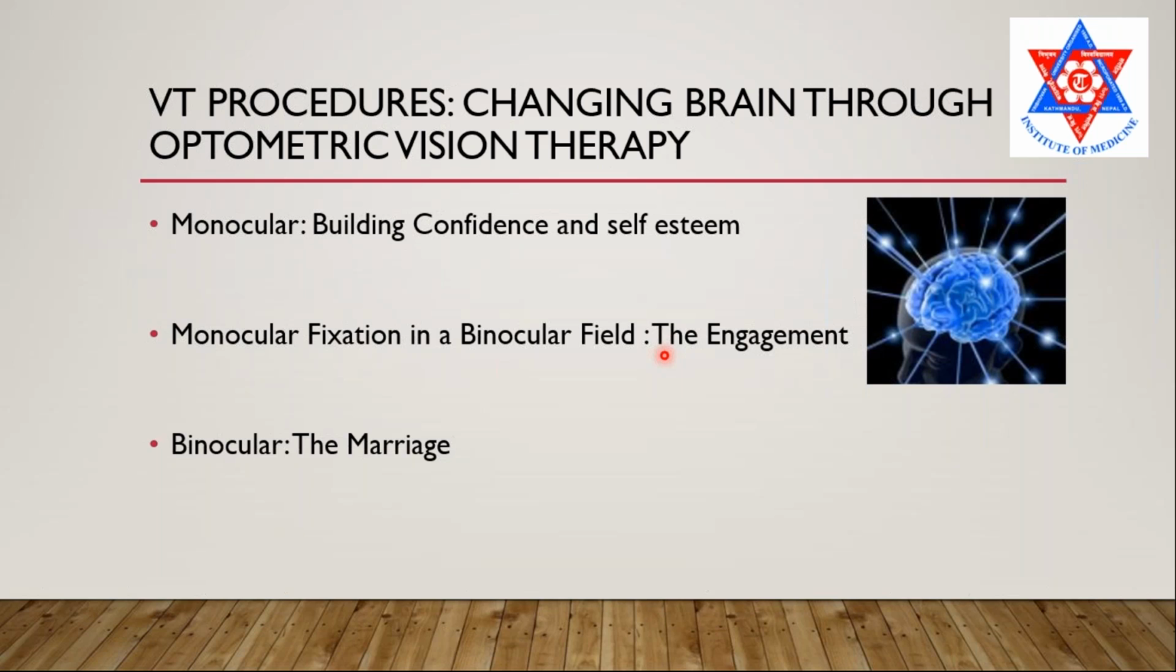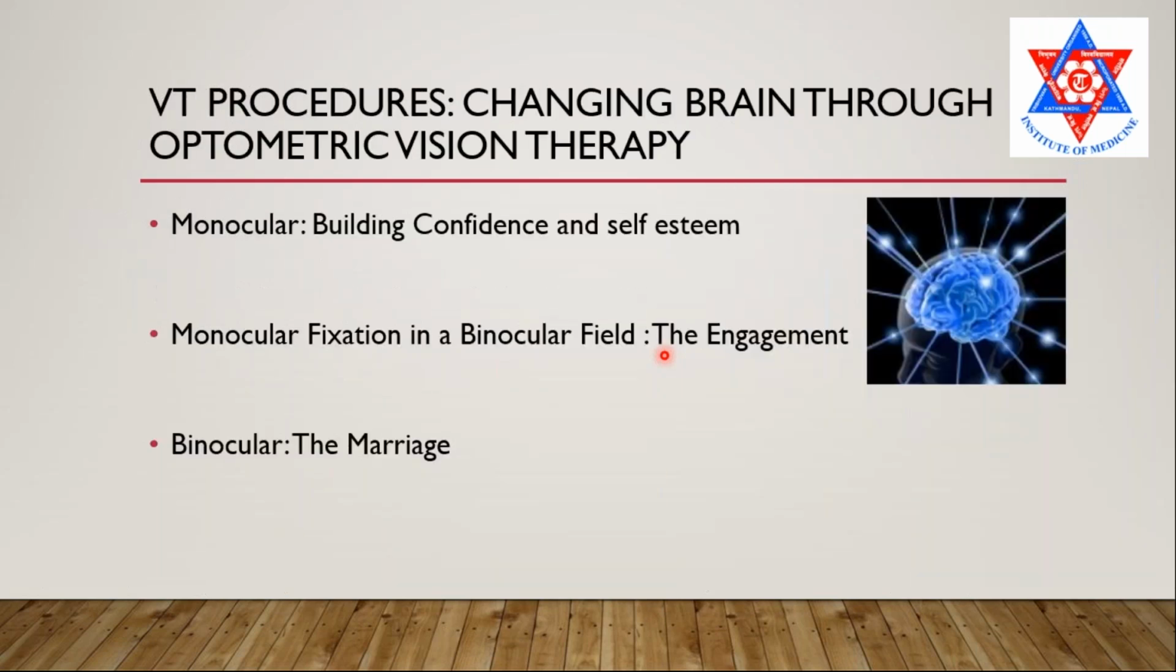For example, if we omit the monocular therapies and directly do binocular therapies, the building of confidence in that amblyopic eye, the self-esteem and the engagement will not happen, and directly the marriage cannot happen between the two eyes. So basically these three steps should be in chronological order: the monocular therapies, the monocular fixation in the binocular field, and the binocular vision therapy activities. In the coming slides, we'll go into the detail of all these. So let's go with the monocular therapies.